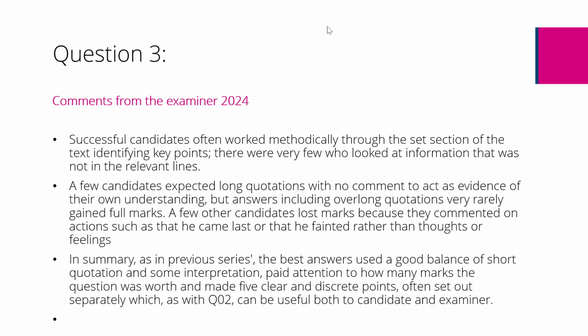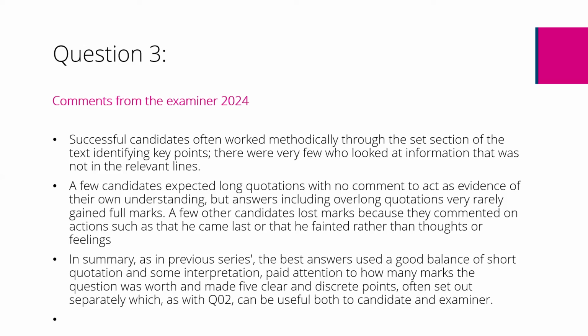A few other candidates lost marks because they commented on actions such as that he came last or that he fainted rather than thoughts and feelings. So it's about answering the question. In summary, as in previous series, the best answers used a good balance of short quotation and some interpretation and paid attention to how many marks the question was worth and made 5 clear and discrete points, often set out separately, which, as with question 2, can be useful both to the candidate and the examiner.